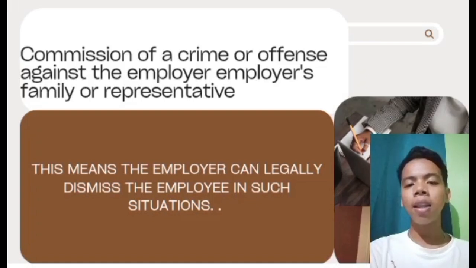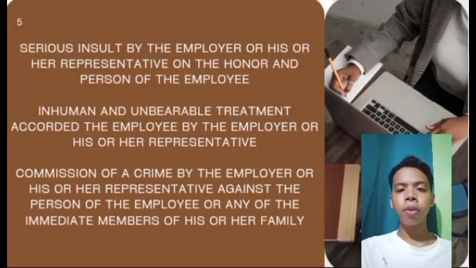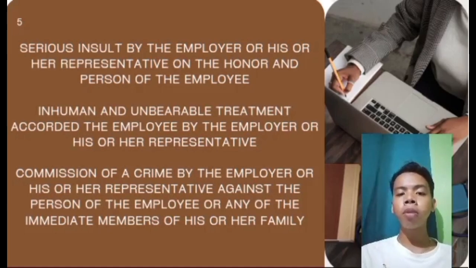This includes acts like theft, fraud, physical assault, harassment, or other criminal acts directly tied to the just causes for termination by the employer. Next, serious insult by the employer or his or her representative on the honor of the person of the employee. This applies when the employer or their representative commits a grave offensive act that attacks the employee's dignity, honor, or person. Examples include public humiliation, defamatory accusations, or threats that degrade the employee's character.